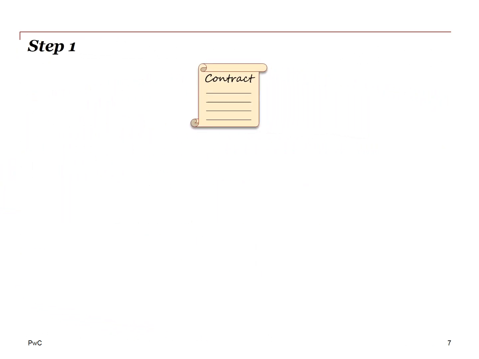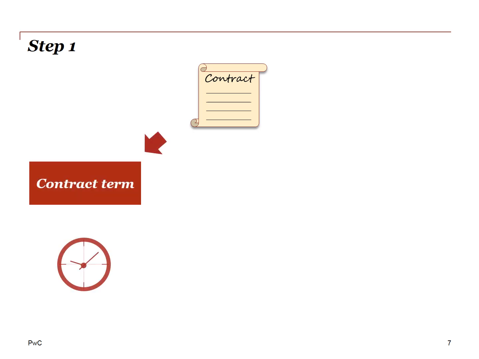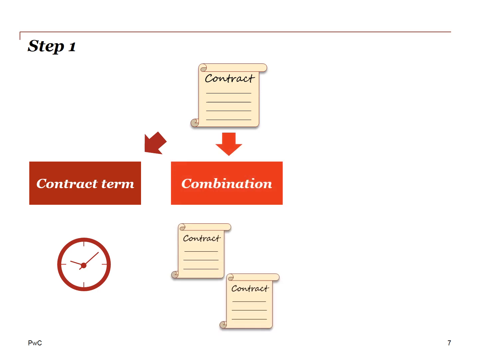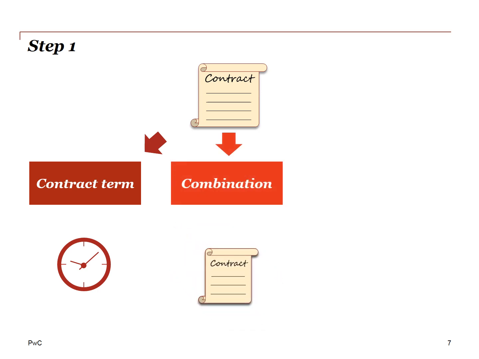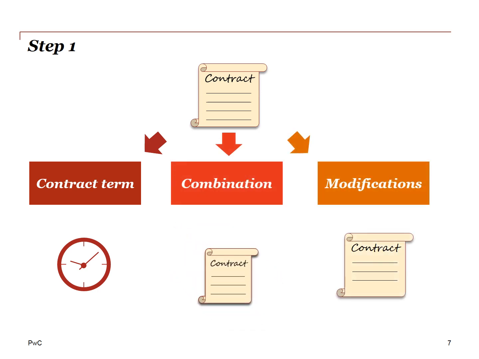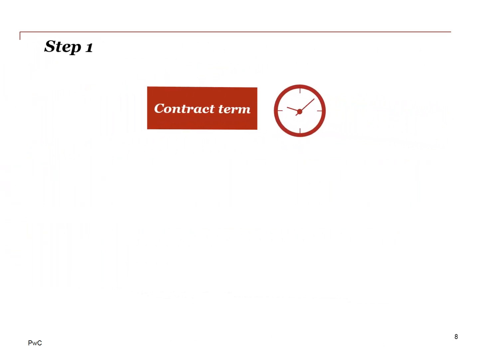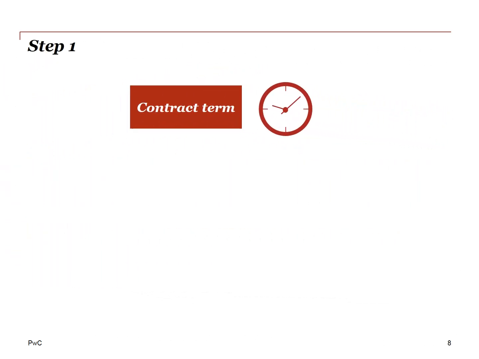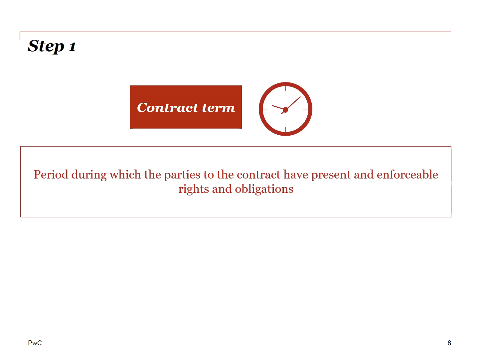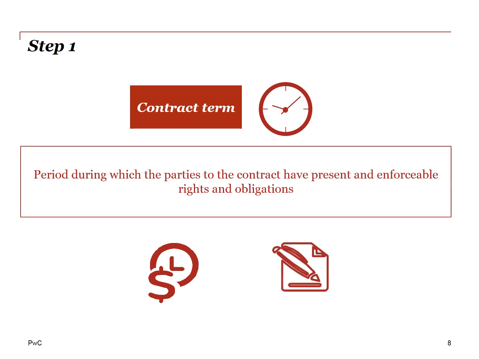Other significant issues to consider when we're identifying a contract are the contract term, when to combine a contract, and contract modifications. For the contract term, this is the period during which the parties to the contract have present and enforceable rights and obligations. It impacts the determination and allocation of the transaction price and recognition of revenue.